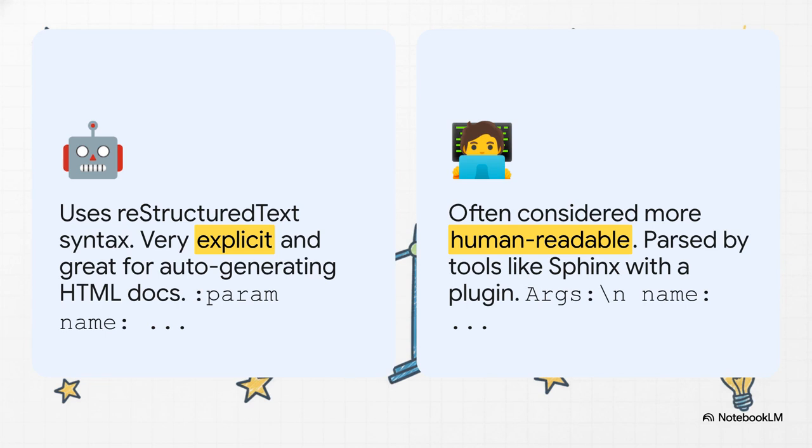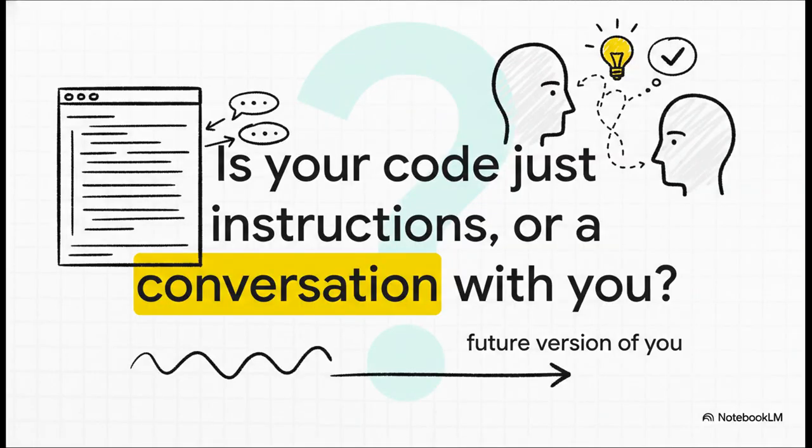And here are the two most popular styles you're going to see out in the wild. On the left, we have the Sphinx style. It's really explicit and often used by tools that generate those beautiful HTML documentation websites. On the right is the Google Python style, which a lot of people find a little easier to read. Honestly, they're both fantastic. The most important thing is to just pick one style for your project and stick with it. So at the end of the day, it all comes down to this one question. When you use comments and docstrings the right way, your code stops being just a dry set of instructions for a computer. It becomes a rich, clear conversation with other developers and, maybe most importantly, with the future version of yourself who is going to be so thankful you took the time.